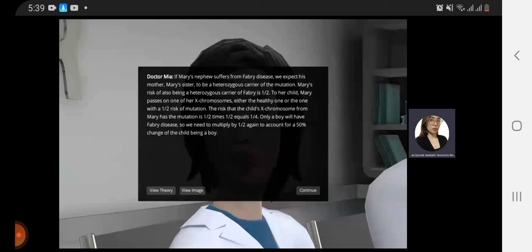To her child, Mary passes on one of her X chromosomes, either the healthy one or the one with a 1 out of 2 risk of mutation. The risk that the child's X chromosome from Mary has the mutation is 1 out of 2 times 1 out of 2 equals 1 out of 4. Only a boy will have Fabry disease, so we need to multiply by 1 out of 2 again to account for a 50% chance of the child being a boy.